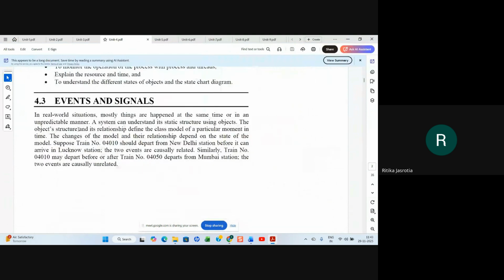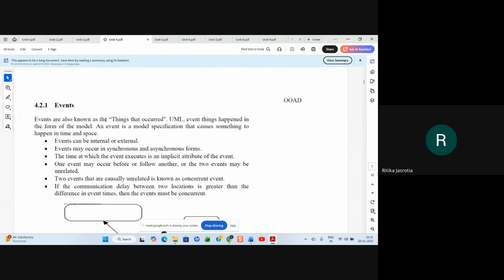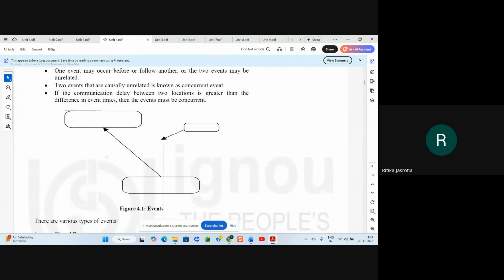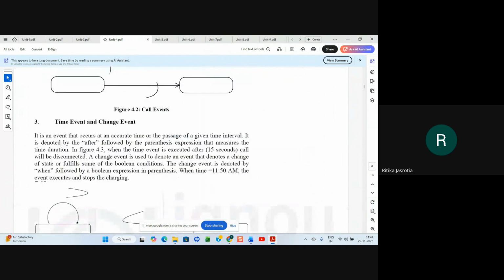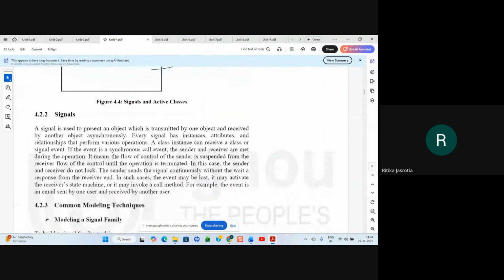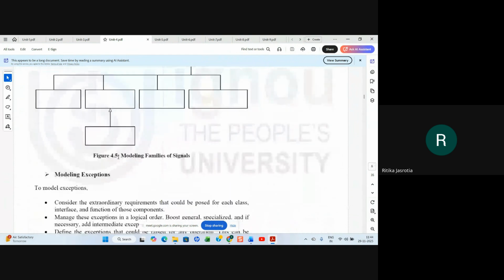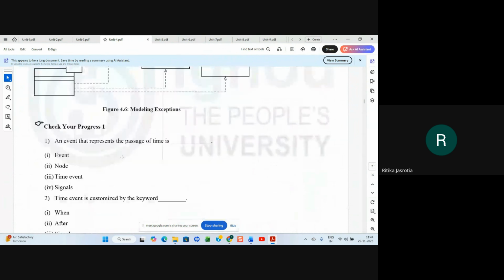So what is an event? Event is anything which is happening, right? Events are also known as the thing that occurred, what is happening. UML event, things happened in the form of the model. An event is a model specification causing something to happen in time and space. Events can be internal, external. Events may occur in synchronous, asynchronous. Time at which the event executes is an implicit attribute. So event is that. Then they are asking you what is a transition.